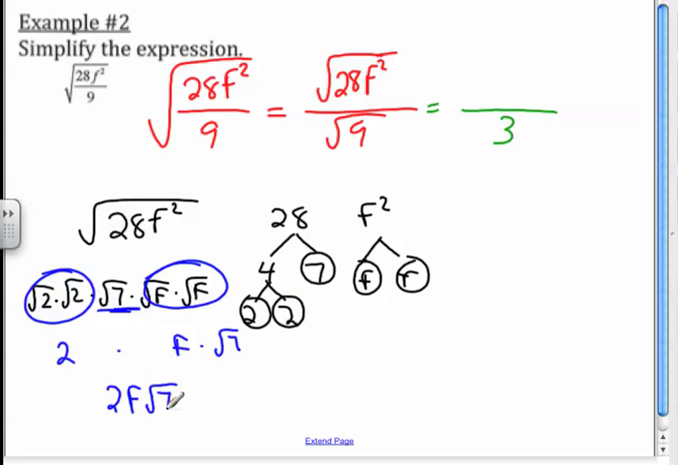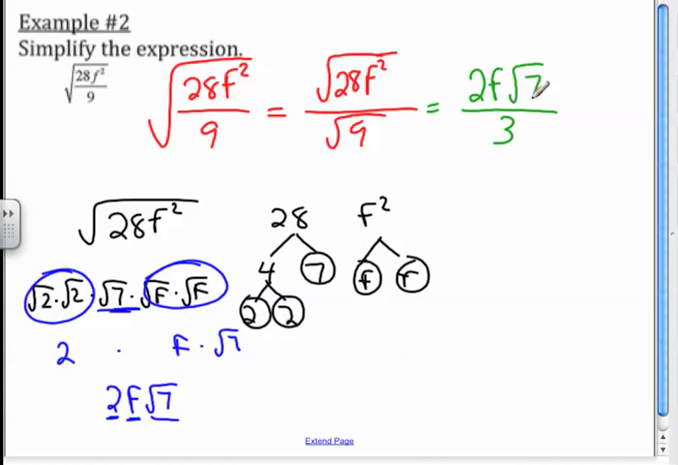And I always write the radical at the back. And I always write a number in front of the variable. So it sort of ordered itself for us. Okay? So I get 2f square root 7 all over 3.